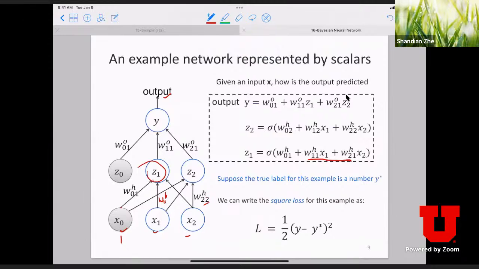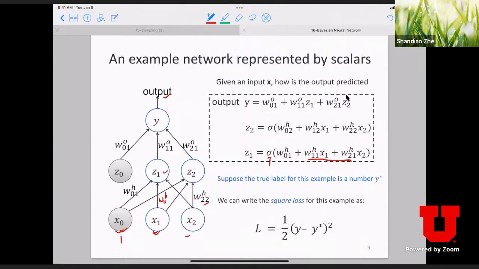So you do the linear combination of the neurons in the previous layer connecting to the current neuron, right? And then you perform a nonlinear activation function. For example, it could be sigmoid, it could be tanh, it could be ReLU. Then you calculate the value or output of the neuron Z1 in the second layer.